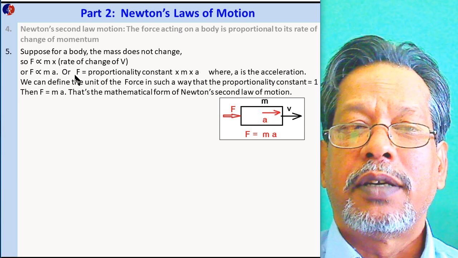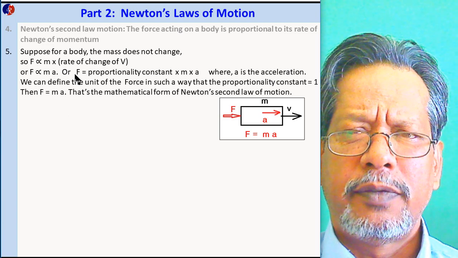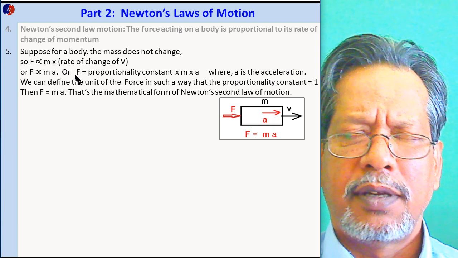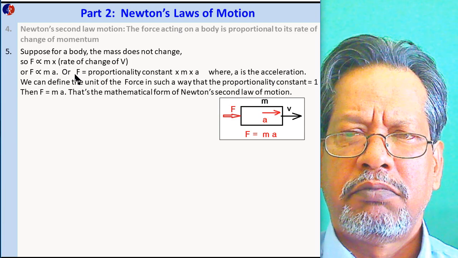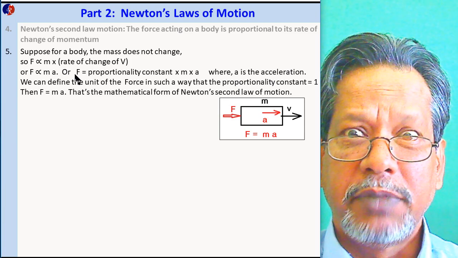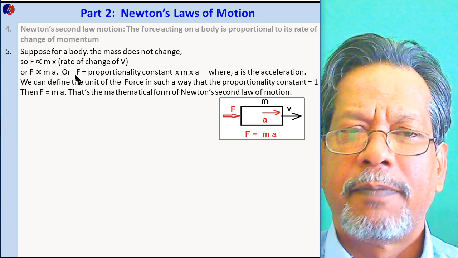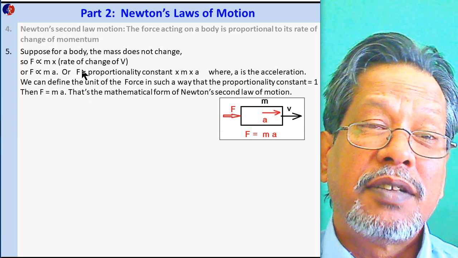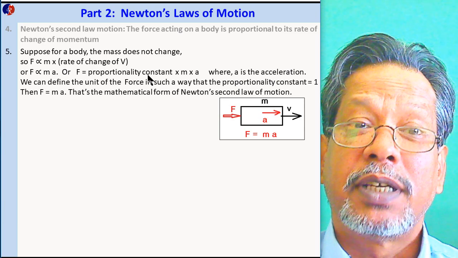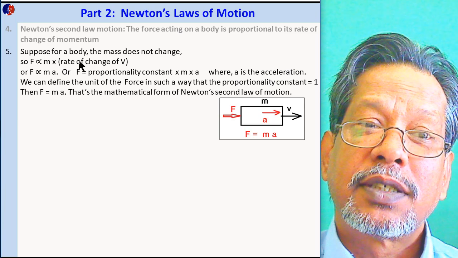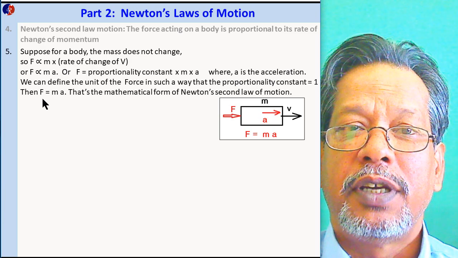Now we can define the unit of the force. We have only talked about force being a cause of motion, but we have not assigned any unit to it. We can choose our unit. We can call it some number, unit force or something. So we can define it in such a way that this proportionality constant becomes 1. Then we'll get a simpler formula, F equals ma, but we have to be careful about the unit of A now.